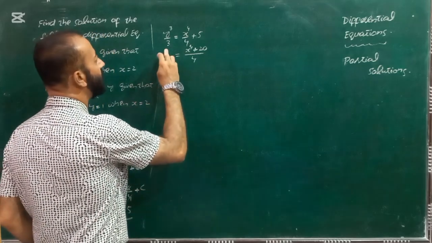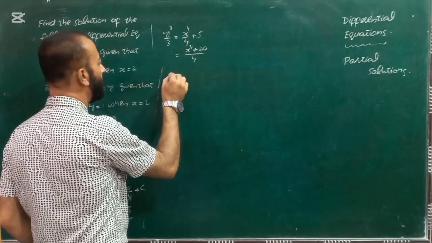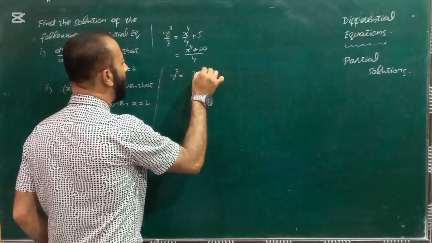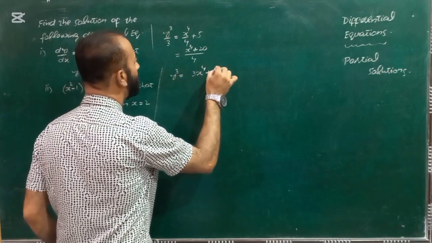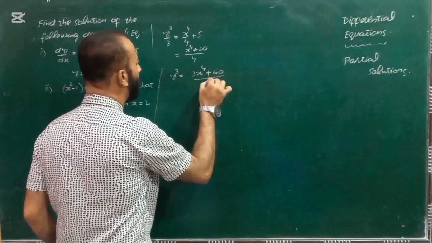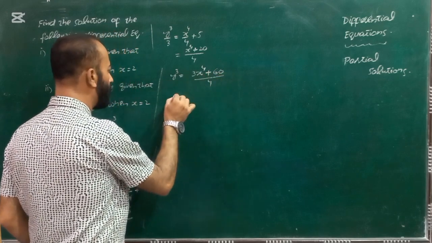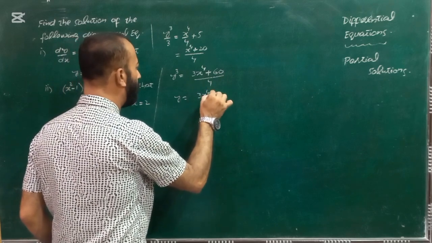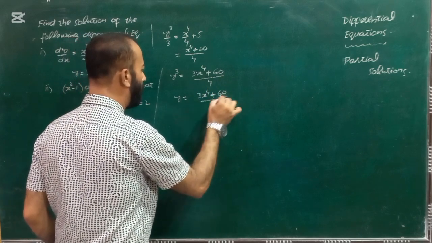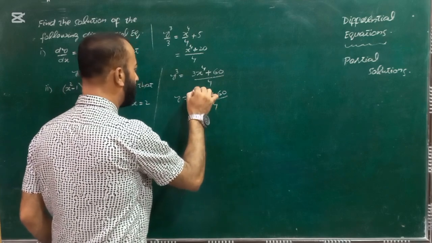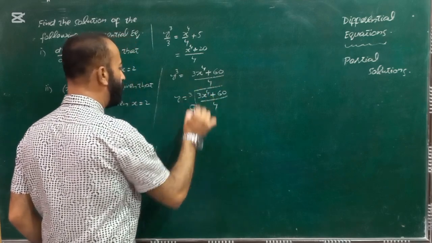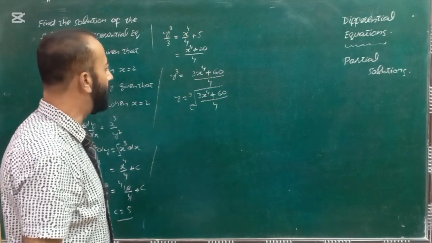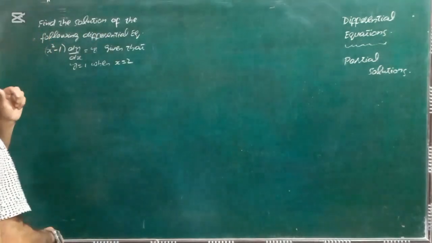So from here, this 3 will go to the right side, and y cube will be equal to 3x4 plus 60 over 4, taking cube root of both sides. So y is the cube root of 3x4 plus 60 over 4. So this is the last step, y in terms of x. So this is the answer. And here is the second part.